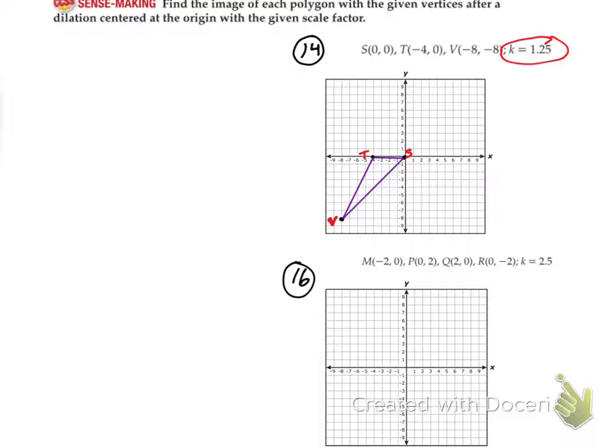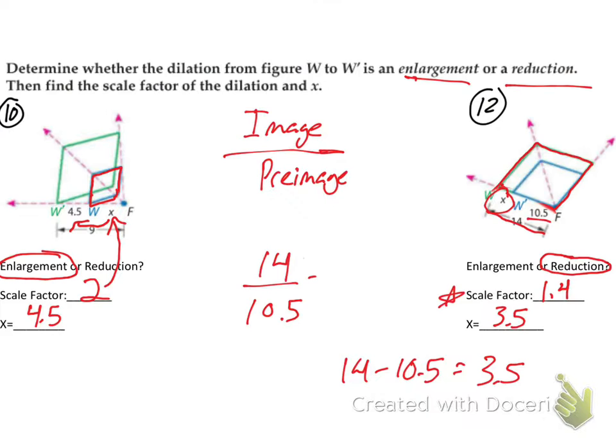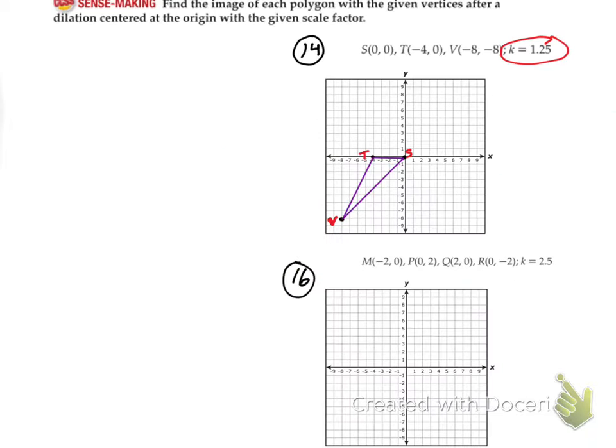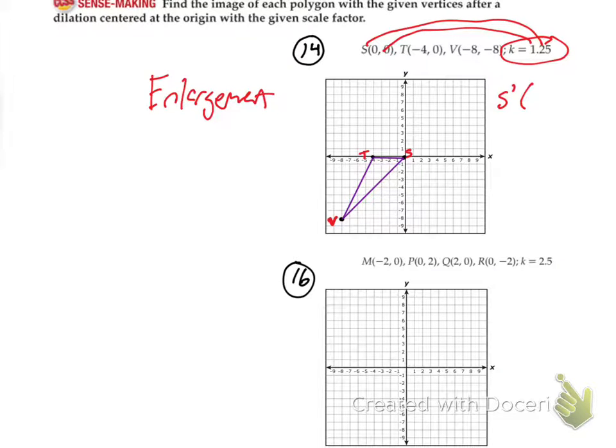So just like going back here, is it an enlargement or a reduction? It is an enlargement. So we can expect this figure right here to get bigger. So then S prime would be, we're taking this and multiplying it by these here. So S prime is still going to be 0, 0, okay? But then T prime is going to be -4 times 1.25.